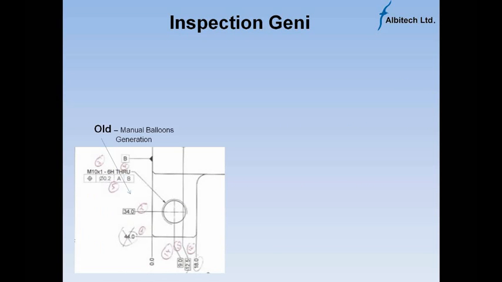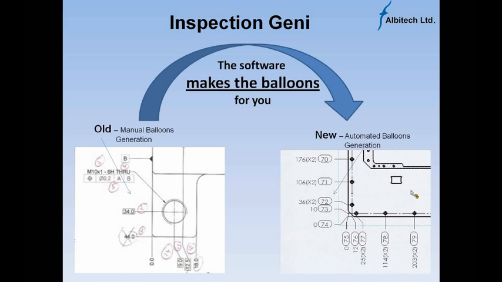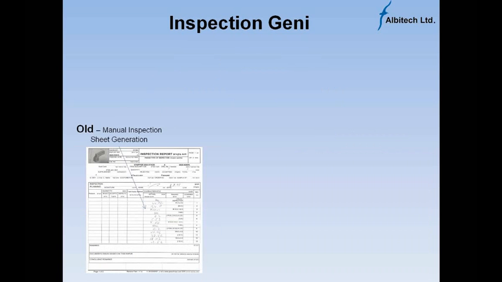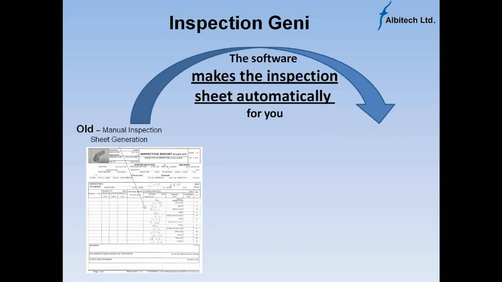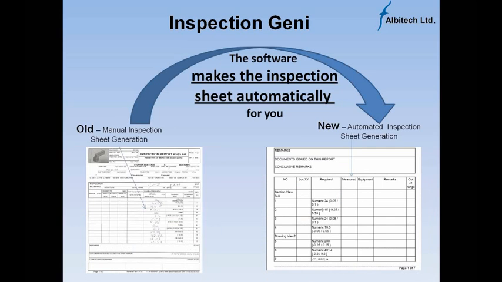Inspection Geni was developed to replace the slow process of making balloons on blueprint with a fast digital process that automatically scans and generates the balloons. Inspection Geni is replacing the need to type the dimension into Excel or other software with an automatic digital process to generate inspection sheets.